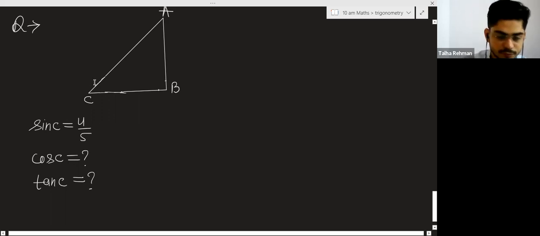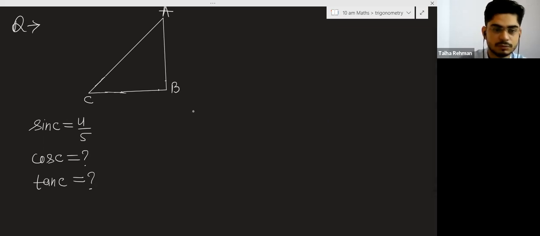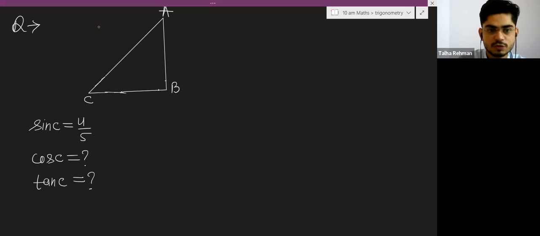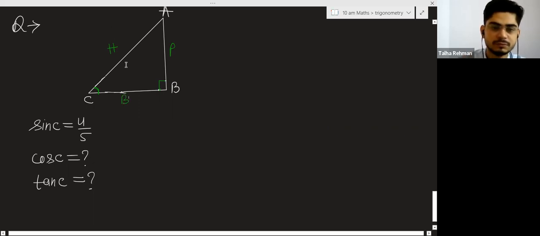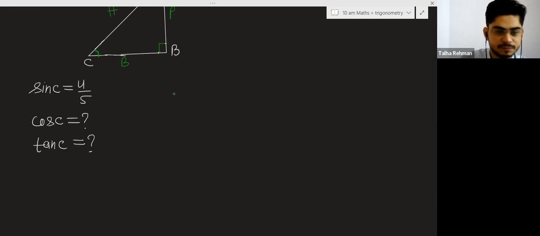So first identify what is base here, what is hypotenuse here. So they are talking about this angle, C angle, and opposite to this angle is perpendicular, and this angle is 90 degree, and opposite to this angle is hypotenuse, and remaining is base.